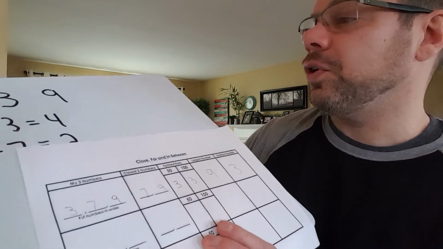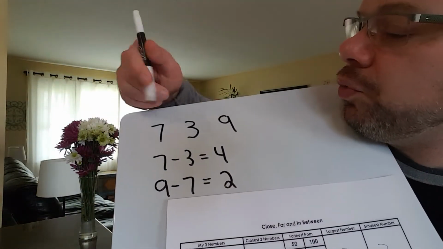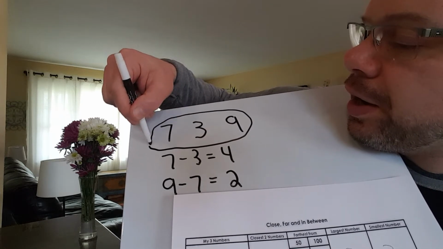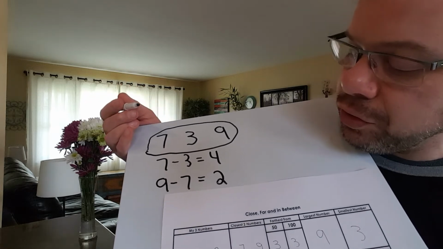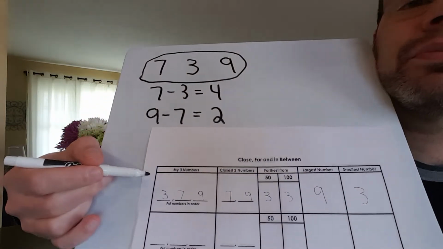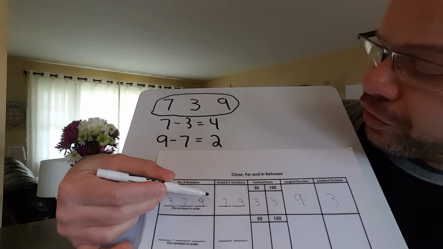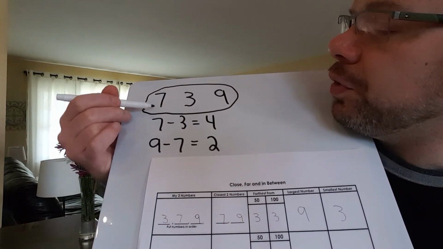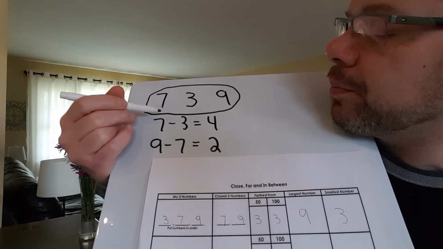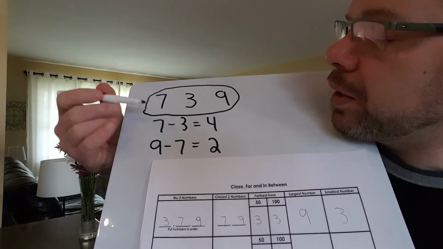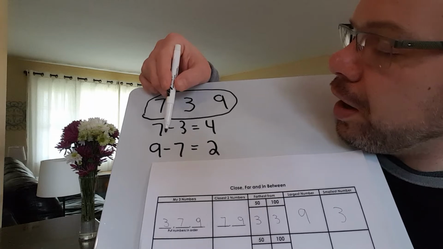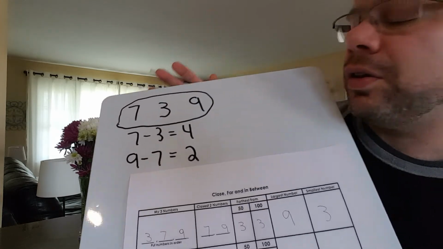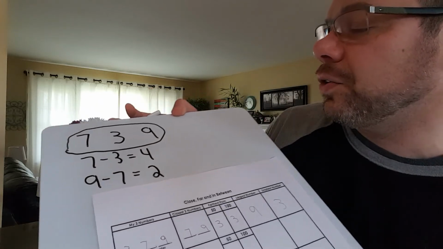So just to review, these are the original numbers that I started with, 7, 3, and 9. I'm asking you to put them in order here. Okay, then the next question is, what are the closest two numbers? I did a little bit of math to know the difference between 7 and 3 is 4, and the difference between 7 and 9 is 2. And I did a little bit of basic math to figure that out.